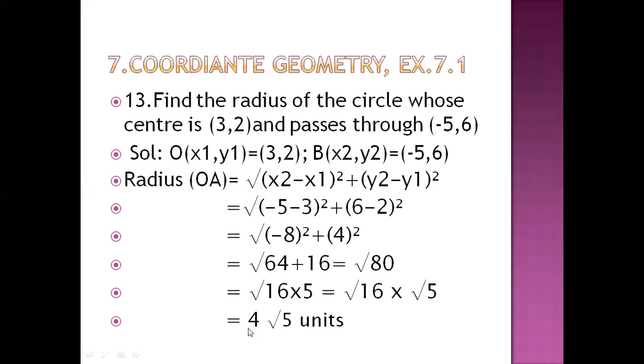Root 16 value is 4, and root 5 we cannot find, so leave it as root 5. So the answer is 4 root 5 units. So the radius of the circle, OA, is equal to 4 root 5 units.